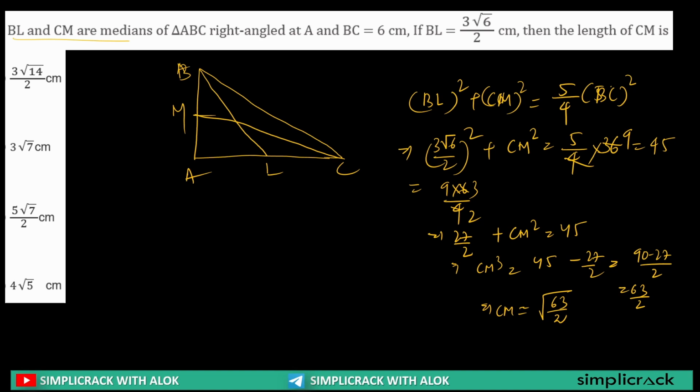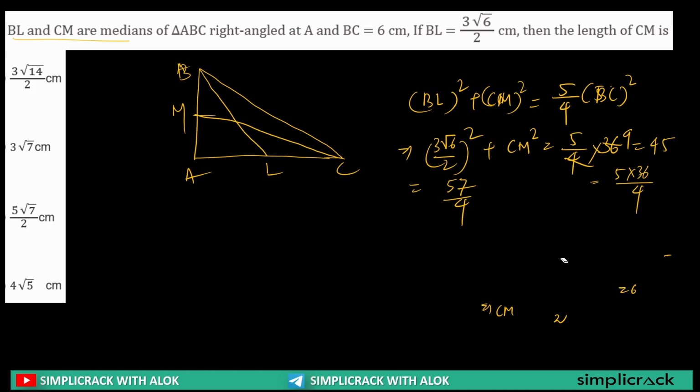Okay, we should not cross out. Let's keep it this way. So let's keep it as 5 into 36 by 4, and this as 54 by 4, sorry, not 57, it is 54 by 4 plus CM square is equal to this much.